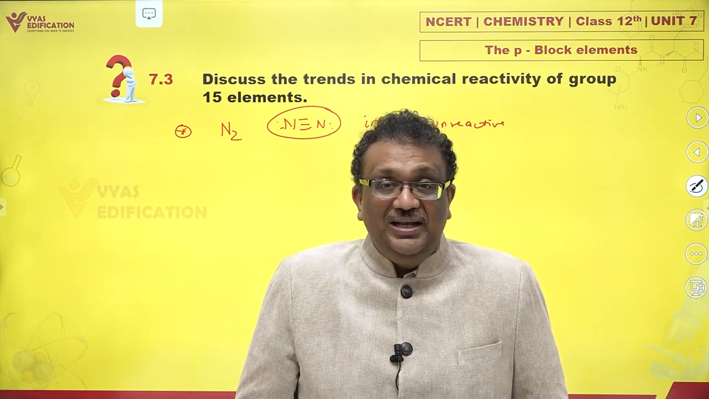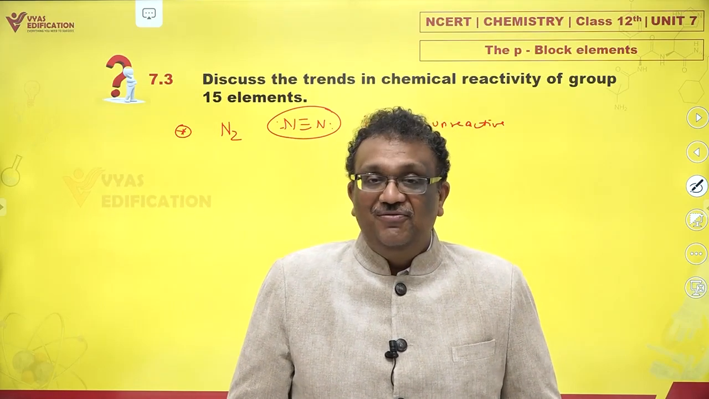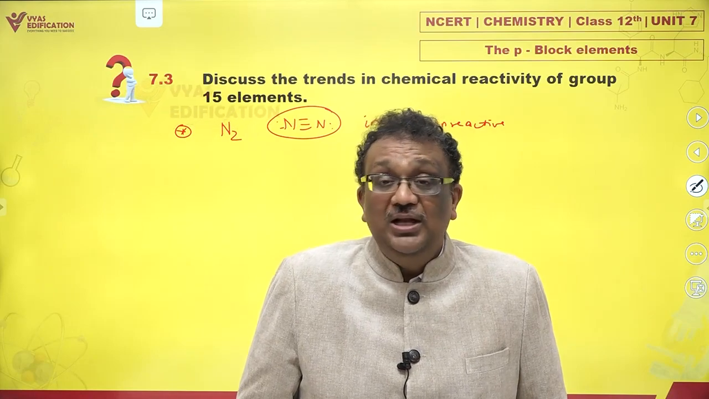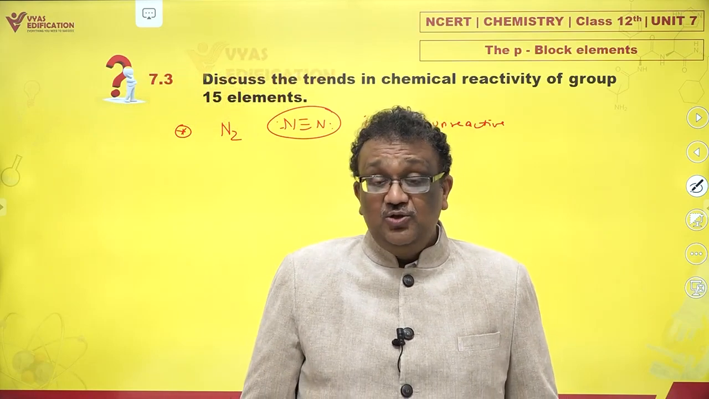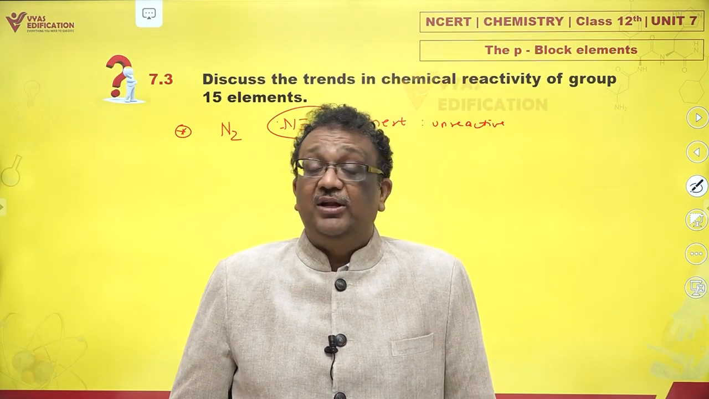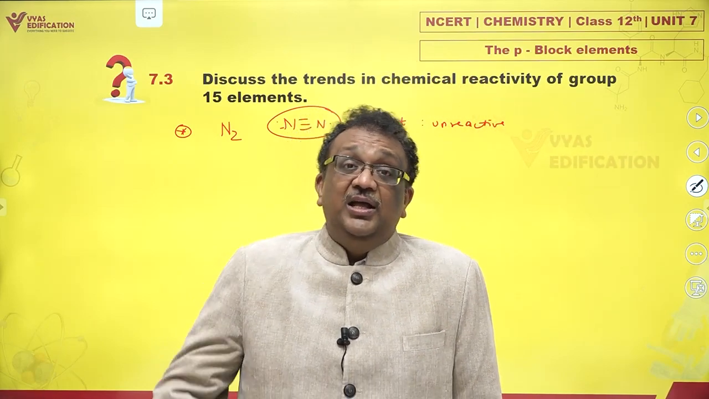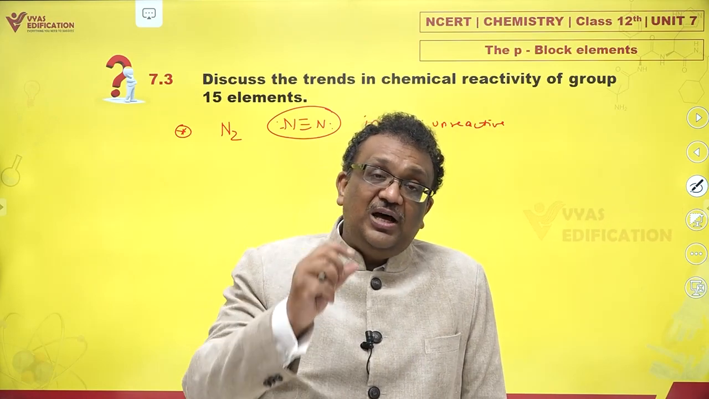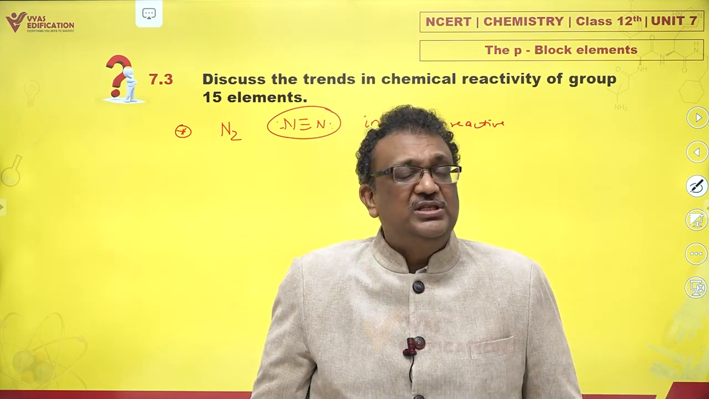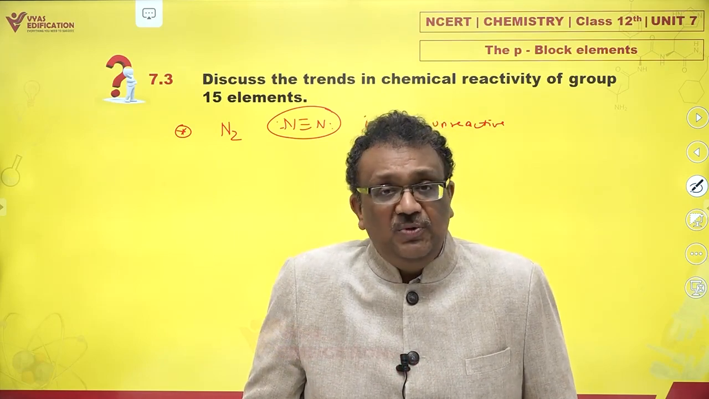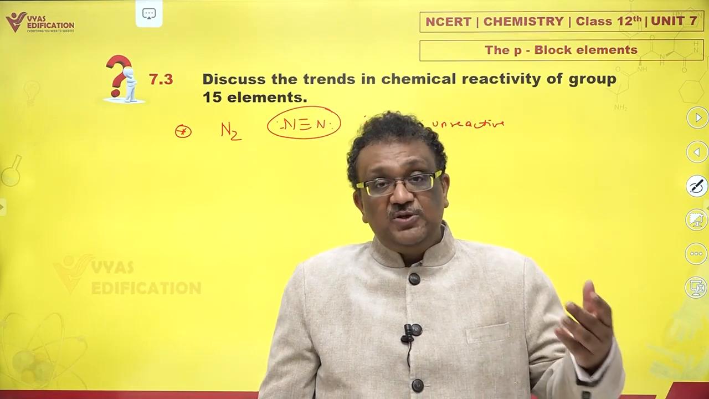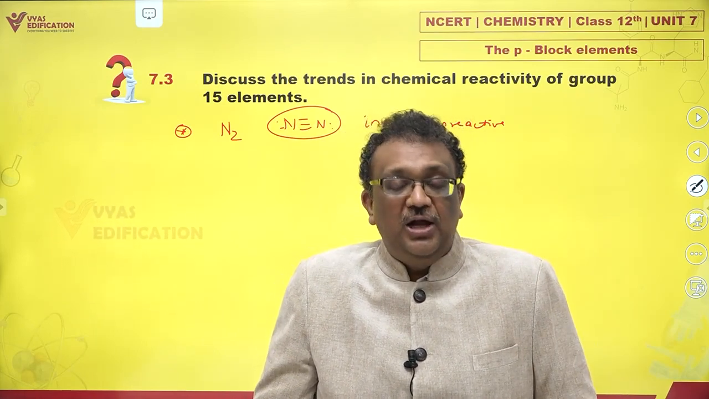Phosphorus, arsenic and antimony are relatively more reactive as compared to the top and bottom elements, nitrogen and bismuth. Please note, I am not talking about compounds. I am not comparing the reactivity of their compounds. I am just talking about elemental nitrogen, phosphorus, arsenic, antimony and bismuth. Elemental nitrogen is N2, which is least reactive. Elemental bismuth is just bismuth metal, which is also not very reactive, but at least bismuth is often a little more reactive as compared to nitrogen.